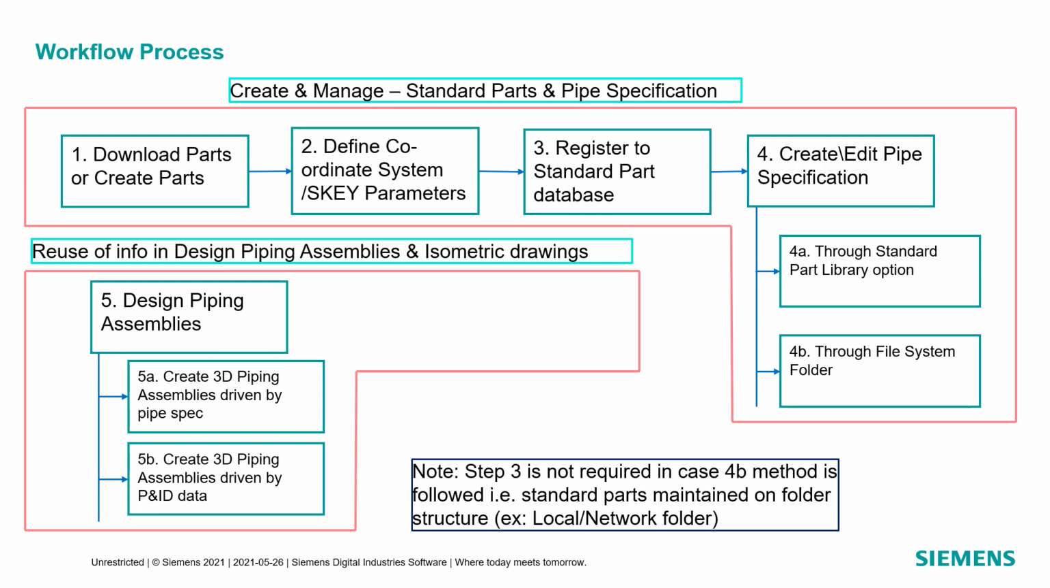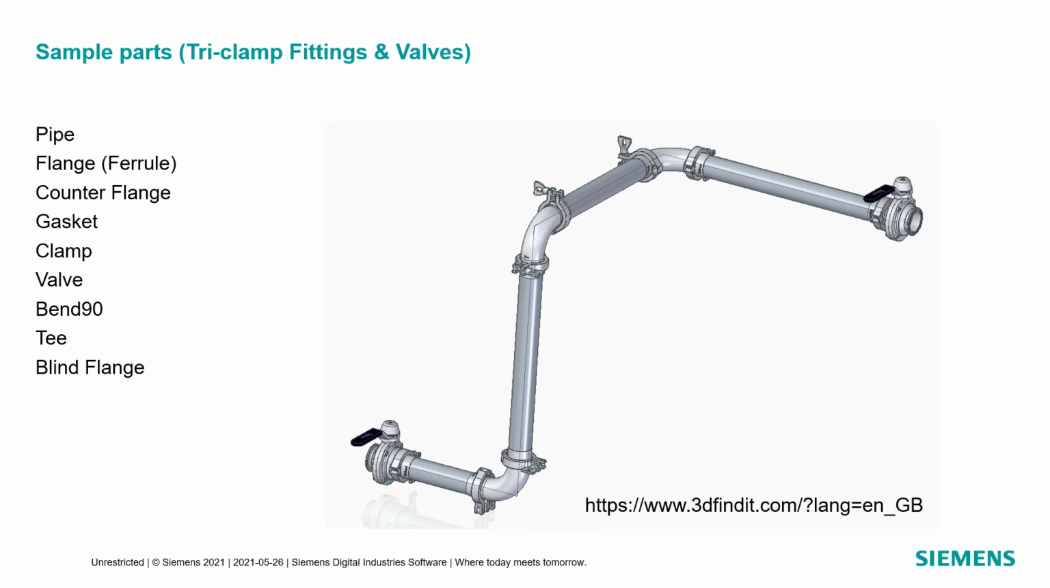The next step is designing piping assemblies, and finally the automated generation of isometric drawings from piping assemblies used in fabrication or manufacturing process. Both the 3D piping assembly or digital twin and the isometric drawings are generated from the data previously inputted. It is therefore both fast to generate and consistent as it is based on the original data. We will use tri-clamp unions, fittings and valve examples for this session.